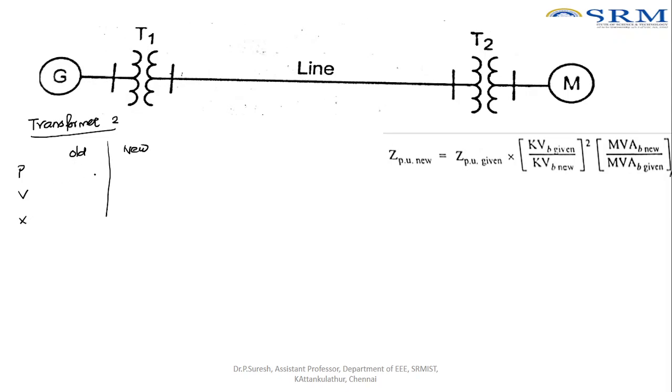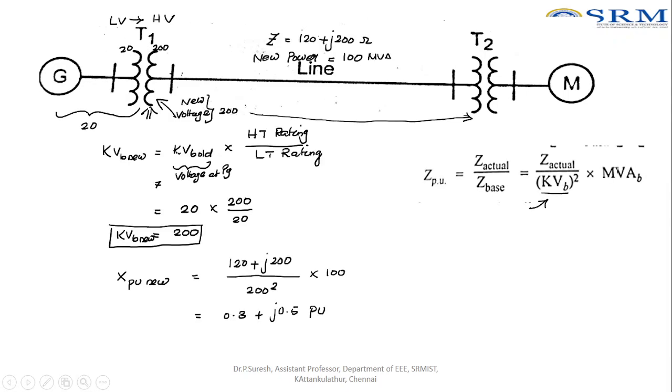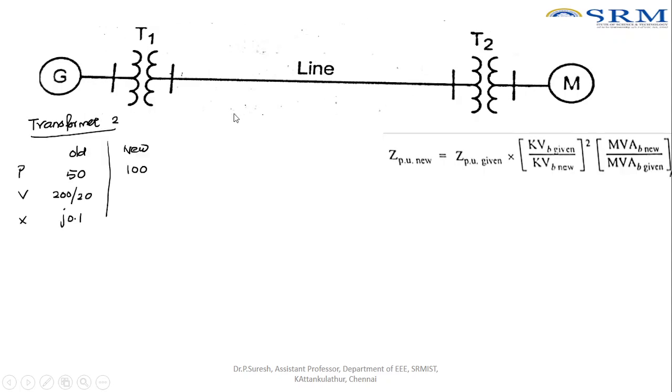The old values, as I told you earlier, are given in the problem. For transformer 2, the power is given as 50, the voltage is given as 200 by 20, and the X value is given as 10 percent, that is j0.1. The new power is 100. What is the new voltage? Earlier we calculated it as 200, so this 200 should be written here.